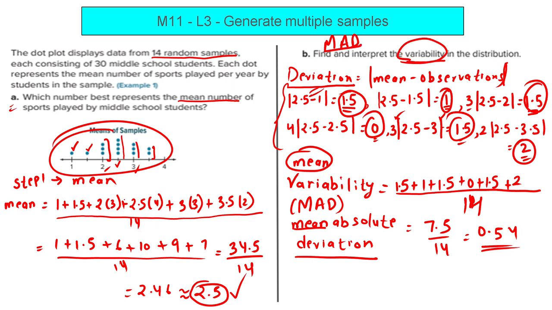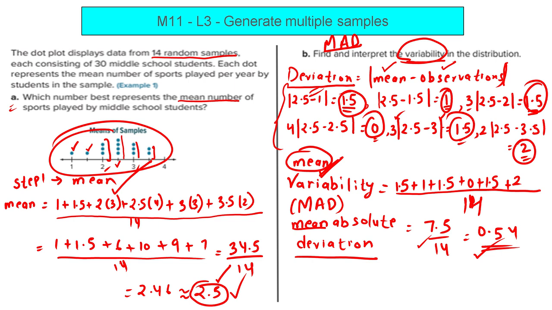So you have to do 3 steps. Step number 1, you find the mean. Step number 2, you find the deviation. Deviation means you subtract the mean from all the numbers and you get the deviations. Step number 3, you find the mean of the deviations. Take all the deviations together, add them, divide by the same number 14, and you will get the variability, the mean absolute deviation. So you have to remember these 3 steps.